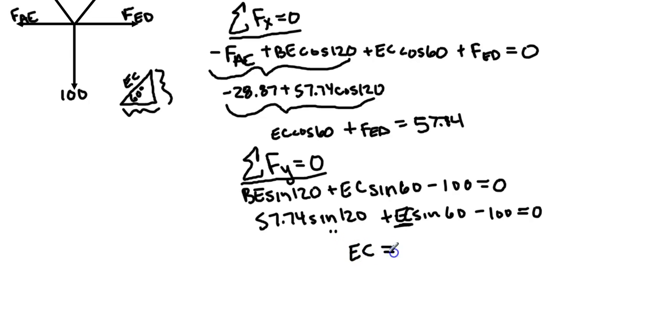And when we do that, we end up with 57.7. And it's actually 3 when it rounds. But because these are all equilateral, we should have the same force. So I'm just going to write it as 57.74. So there's EC. We go back up and we plug it in into this equation.